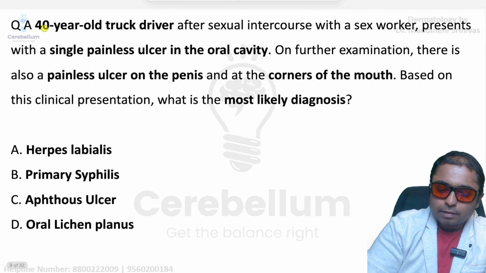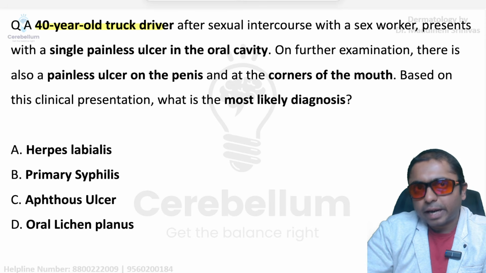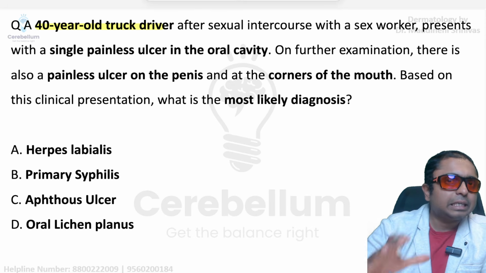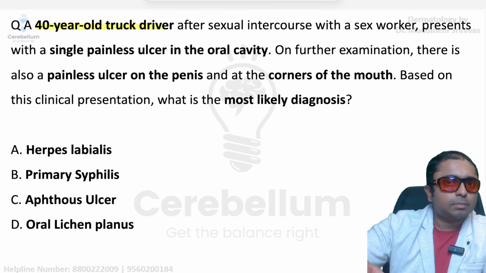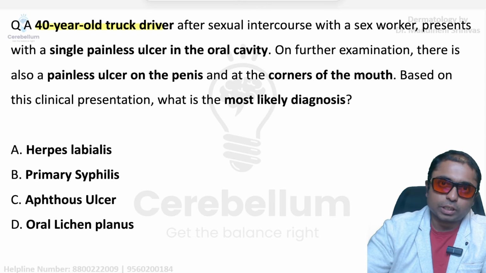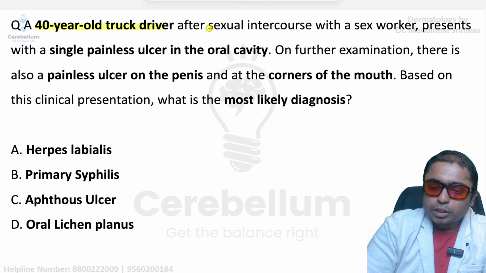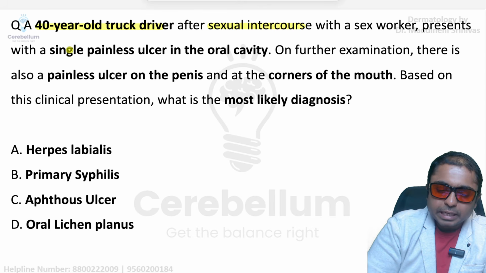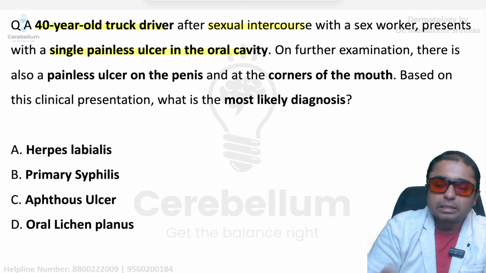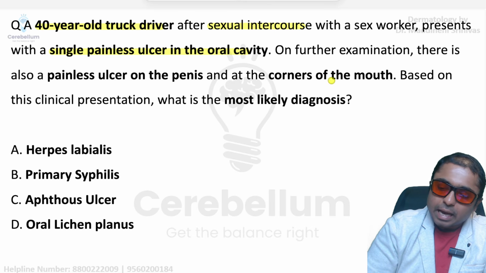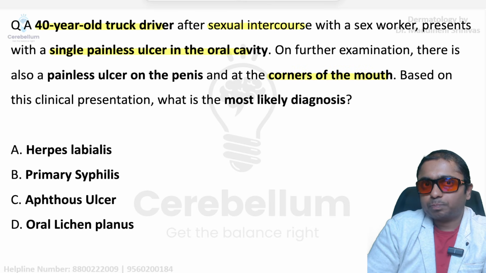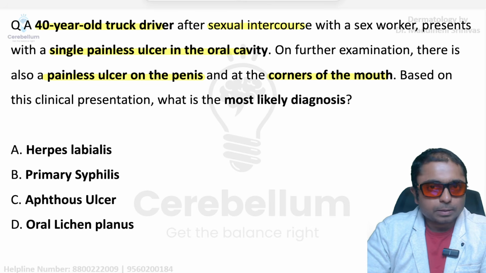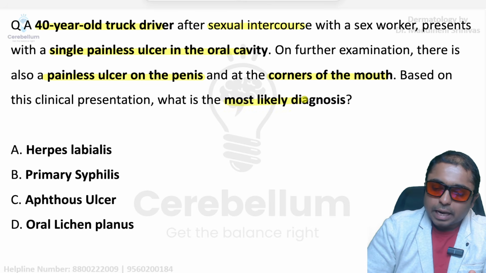Chalo. Next is a 40-year-old truck driver, a person going to Thailand. Most likely these are the clues given by the examiner for STD related questions, right? And it is also mentioned that there was a history of sexual intercourse with a sex worker, presenting with a single painless ulcer in the oral cavity, at the corner of the mouth, and a painless ulcer on the penis. So what is the most likely diagnosis?